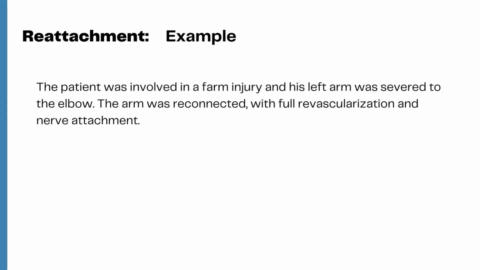Now, this is an example of coding a reattachment procedure. The patient was involved in a farm injury and his left arm was severed to the elbow. The arm was reconnected with full revascularization and nerve attachment. In this case, the patient's left arm was cut off to the level of the elbow, right? The arm was then reconnected, including connecting the blood vessels and also the nervous structures.